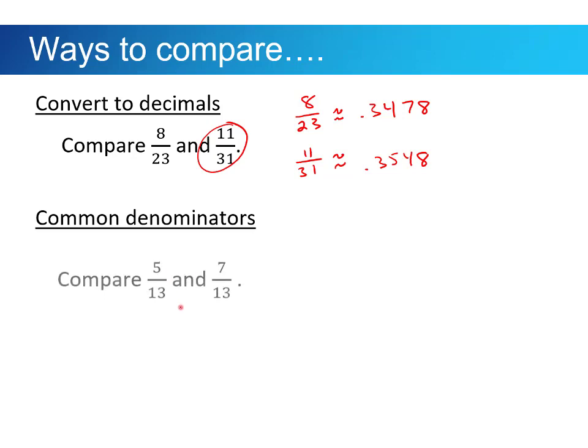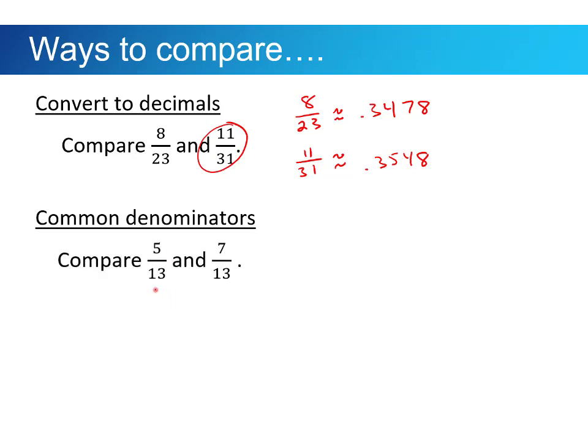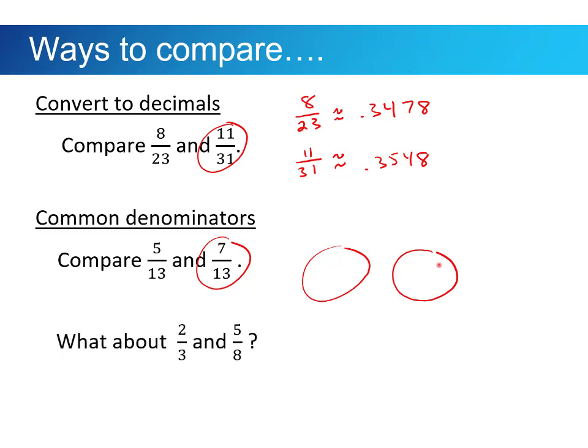Common denominators. So if you compare 5/13 and 7/13, which one is bigger? 7/13. And why does this make sense? It makes sense because that denominator tells me how many parts the whole is being broken into. Perhaps I imagine two of the pies, and they're each broken into 13 pieces. And in one pie, 5 of those pieces are shaded, and the other pie, 7 of those pieces are shaded. So the one with 7 pieces shaded, well, 7 is more than 5.